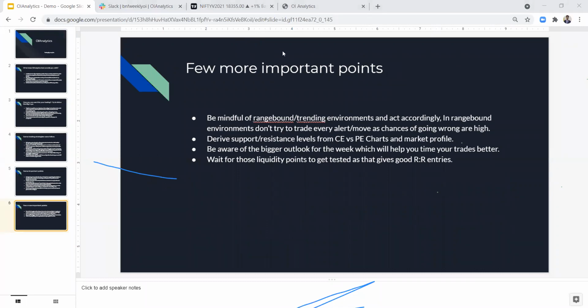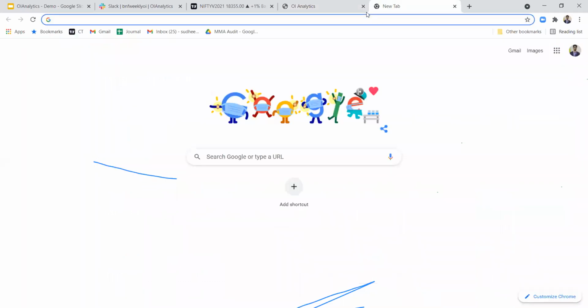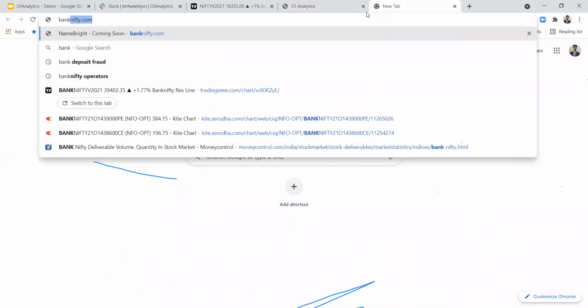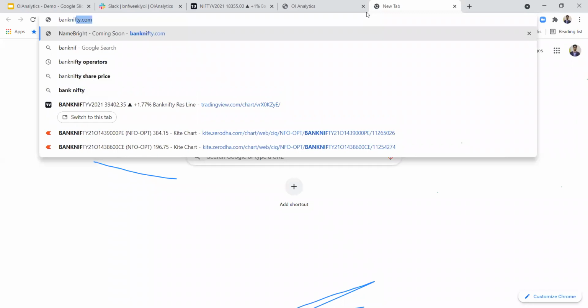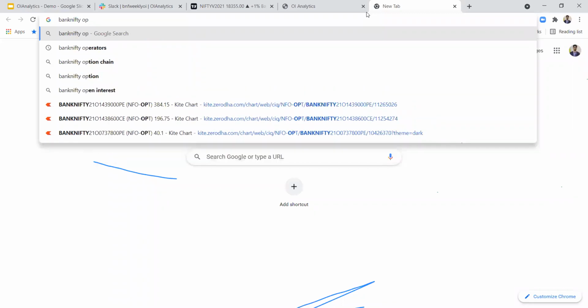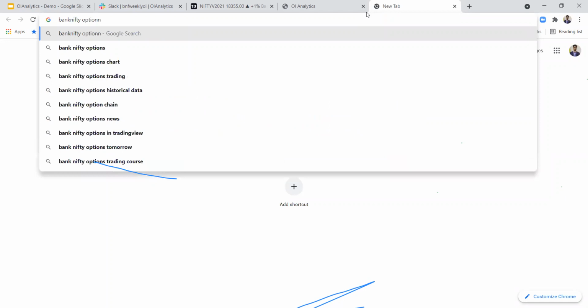So are we discussing stock futures? Okay, just a minute. I will share the option selling Google Sheet somebody asked for. After that, I'll discuss the stock.